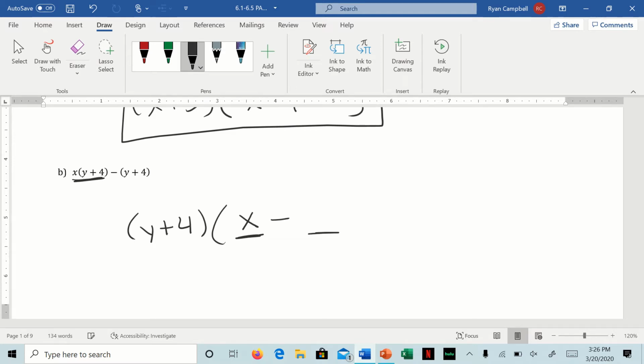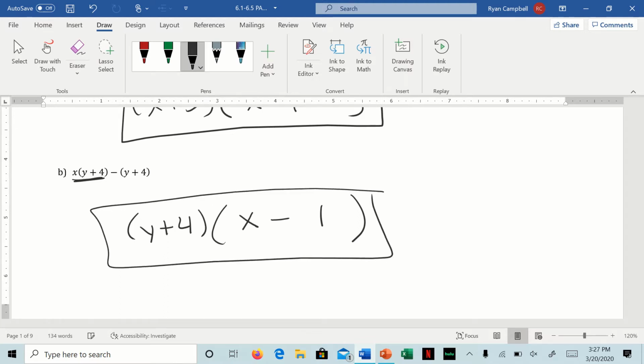And then what times y plus 4 is -y plus 4? It's actually -1. So that's super important, right? It's not just x. That term doesn't just disappear, right? It's 1, or -1 in this case. We need to make sure to remember that.